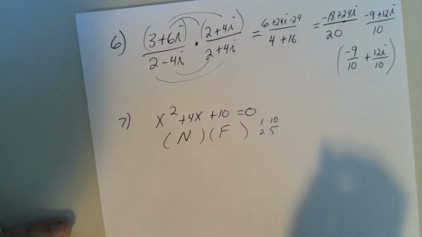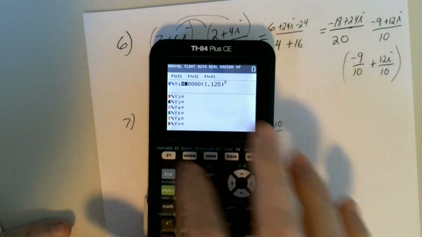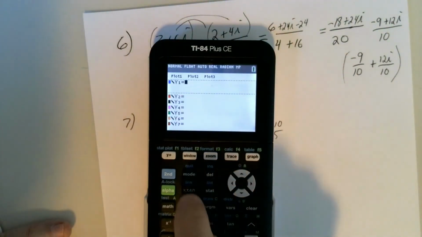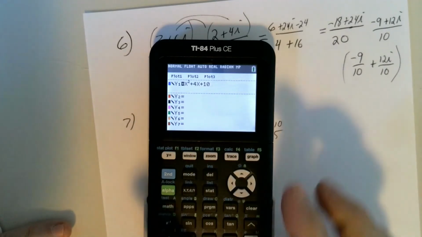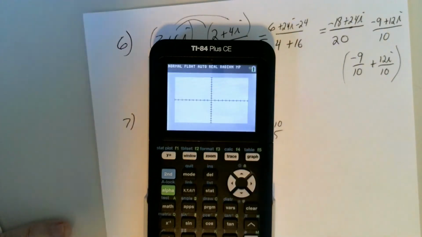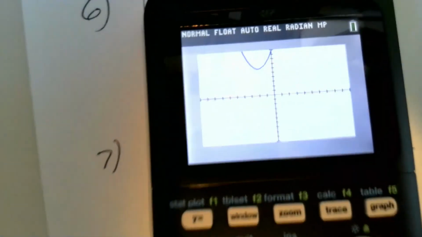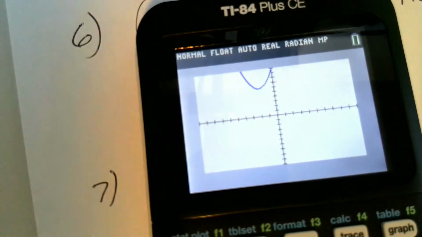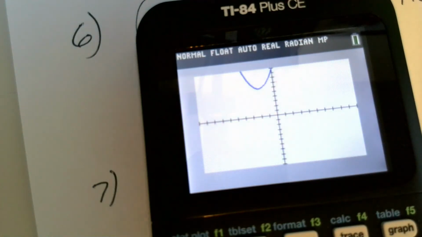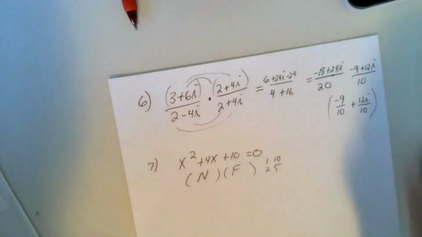So if I can't do it that way, I could go ahead and graph it. So let's take a look at my graph right now. So x squared plus 4x plus 10, and zoom 6. Oh, and you can see it, right? That doesn't touch the x-axis, which means it's not that there's no solutions, it just means there's no real solutions, and we need to figure out the imaginary ones. Surprise, surprise, that's why this problem showed up here.